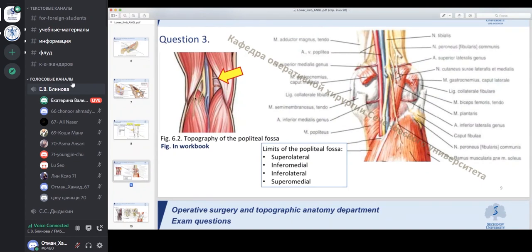Inside of the popliteal fossa, you can find fat. And here in the fat, the artery, vein, and nerve are located. Firstly, medially is the sciatic nerve. After that, the popliteal vein, and after that, the popliteal artery. The sciatic nerve here divides into the tibial nerve and common peroneal nerve.